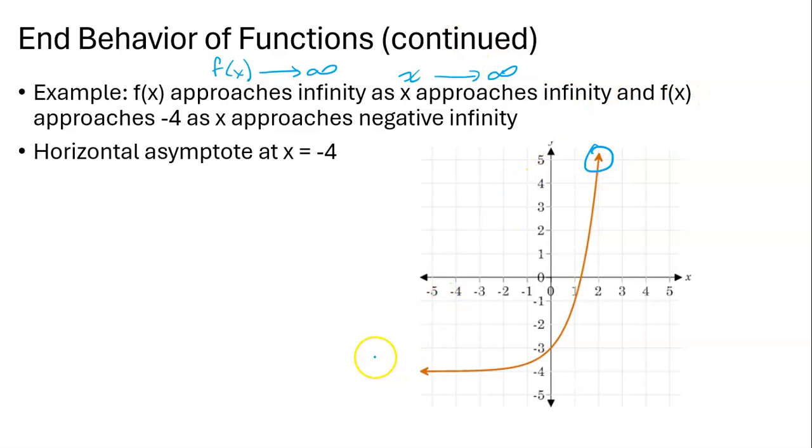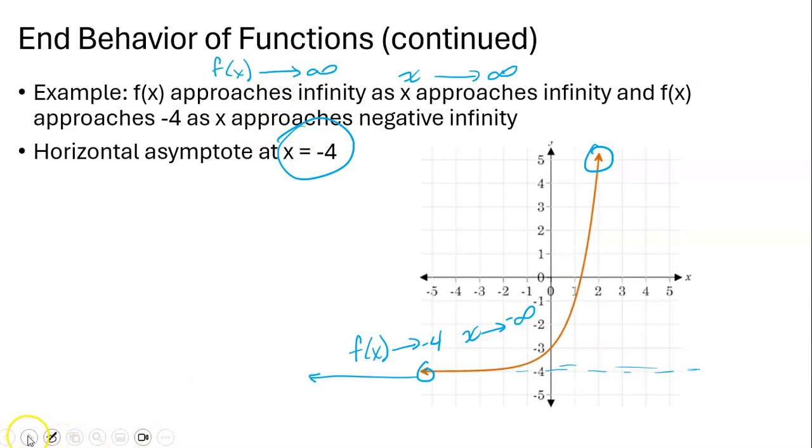We also have f of x approaches -4, see here, as x approaches negative infinity. So as this goes on forever in this direction, it's not going to cross this line or this asymptote, because we've got a horizontal asymptote at -4.